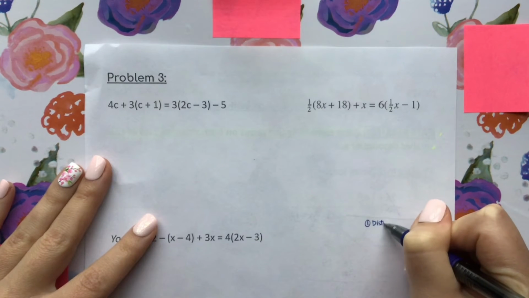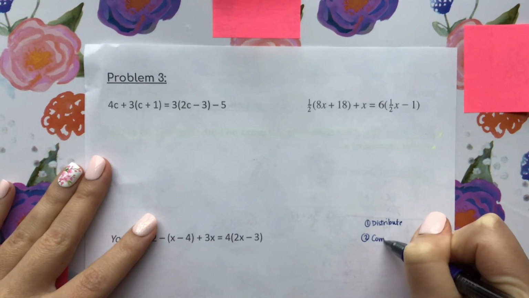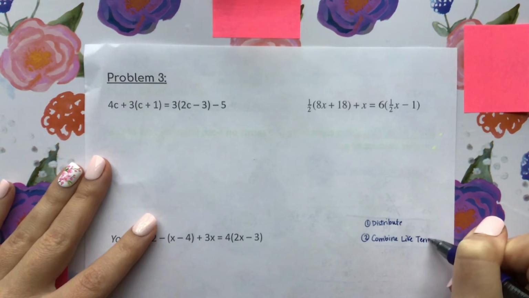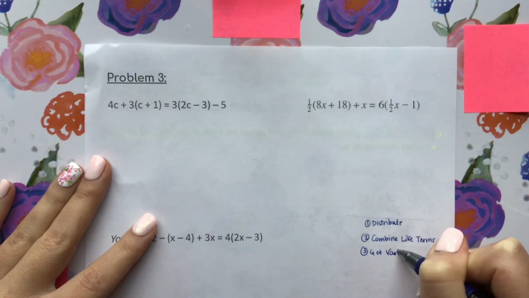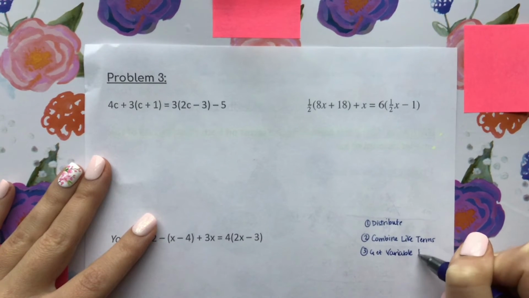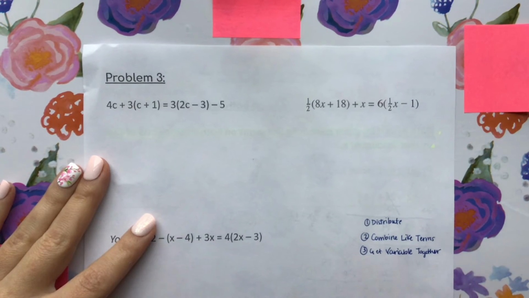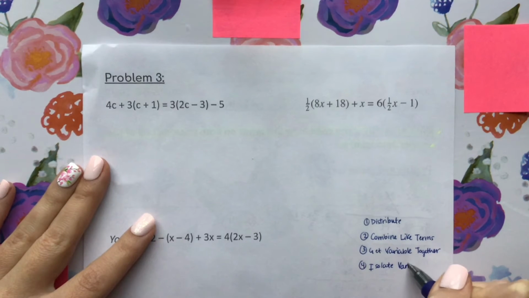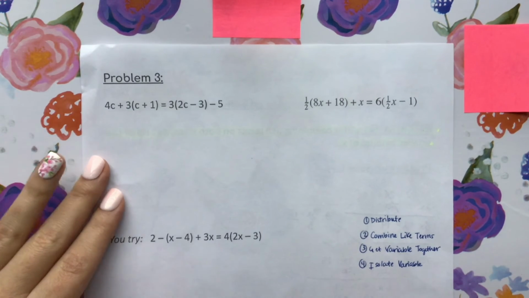1, distribute, 2, combine like terms, 3, get variables together, and then the last thing, isolate the variable. So that's basically what we're doing in these next 3 problems.